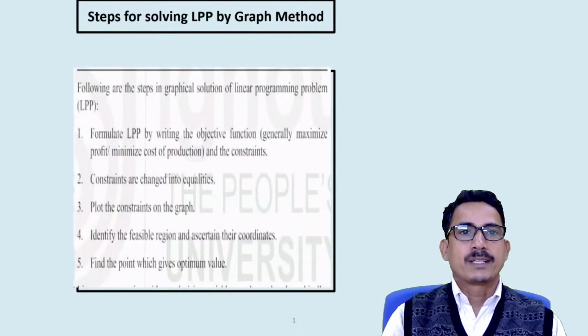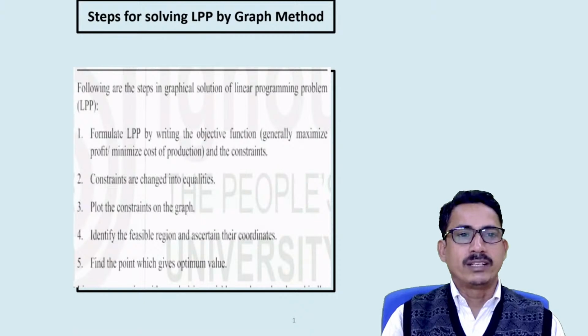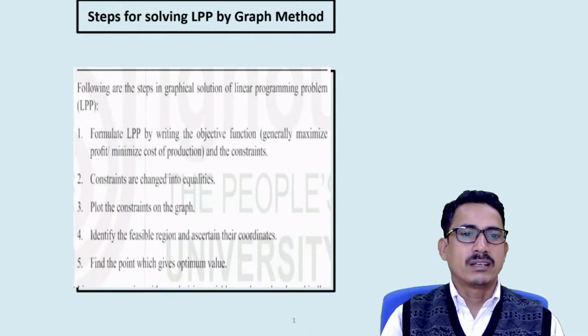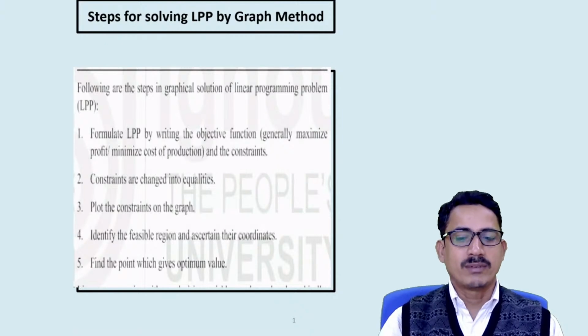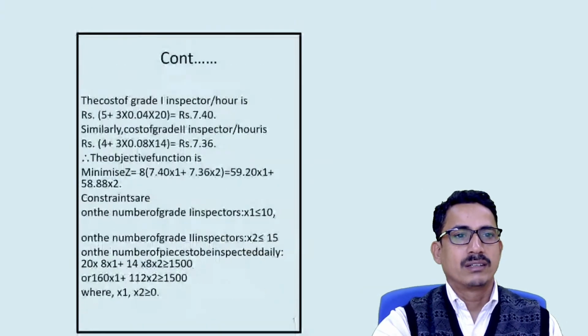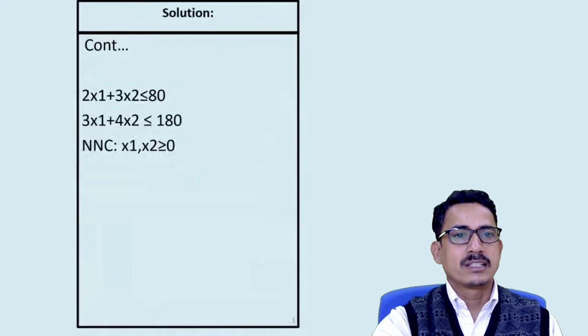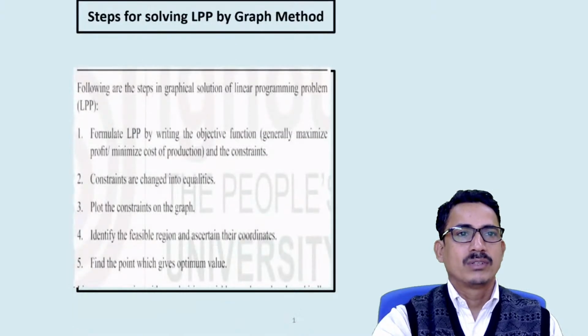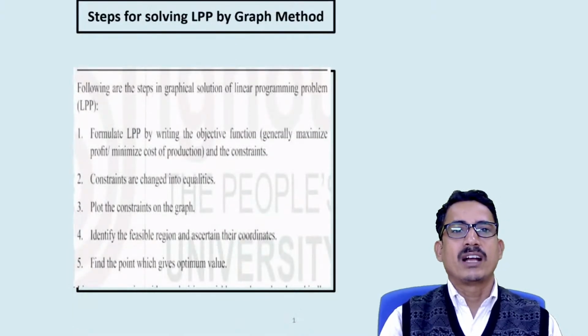What are the steps for solving LPP by graph methods? So whatever problem comes, first you formulate the LPP by writing the objective function, as we have seen previously, either in the form of maximize or in the form of minimize. Maximize talks about profit, minimize talks about cost of production. Then constraints. Constraints are changed into equalities because constraints are always given in the form of inequalities. See the previous example. See these constraints, less than equal to 80, less than equal to 180. So that has to be converted to equalities. Because you are considering graph methods, this heading is written: steps for solving LPP by graph methods.